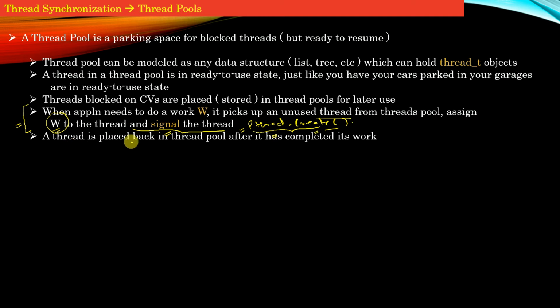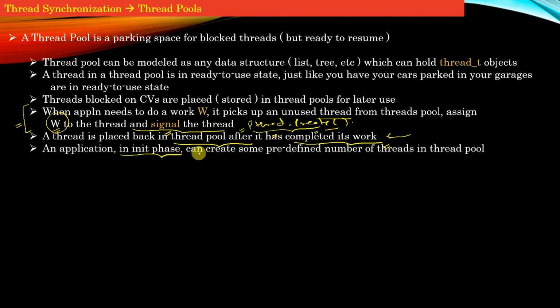A thread is placed back in the thread pool after it has completed its work. This makes complete sense. Your servants or your cars, after being used, are parked back in the garage. An application, when initialized, can create some predefined number of threads in the thread pool for later use. The application which uses a thread pool to implement its functionality can create, for example, 5 threads in the thread pool only in the initialization phase, so that during the rest of its lifetime the application may not have to invoke the pthread_create API.